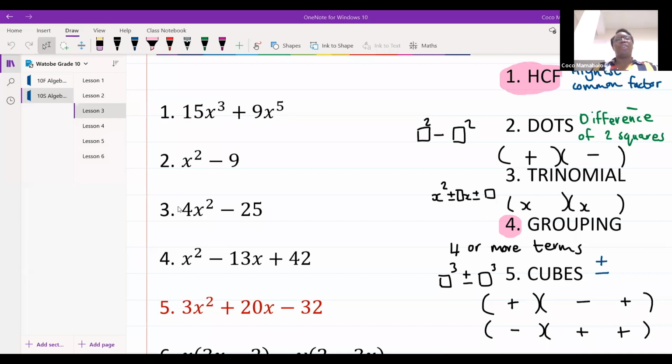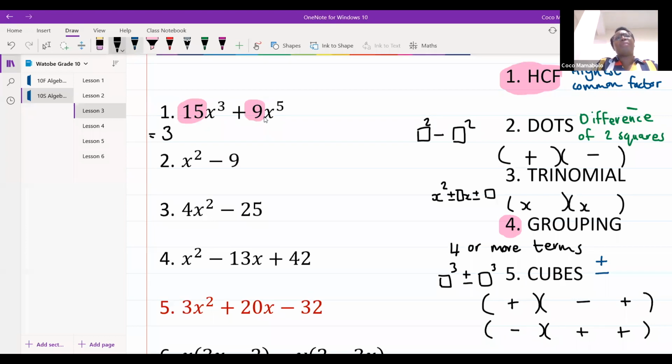Patu, do you want to try number 1 as well for me? Because I see your hand up. Okay, ma'am, tell me what we're looking for. Remember, when we're looking for a highest common factor, we always want to start with the numbers. I'm going to look for the highest common factor between 15 and 9. What number is that going to be? 3. Good, it's going to be 3.